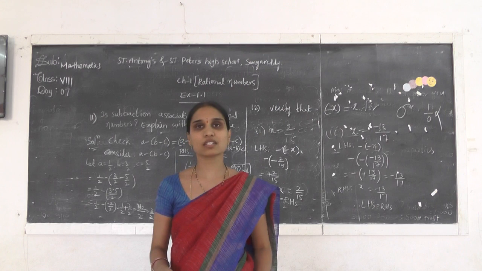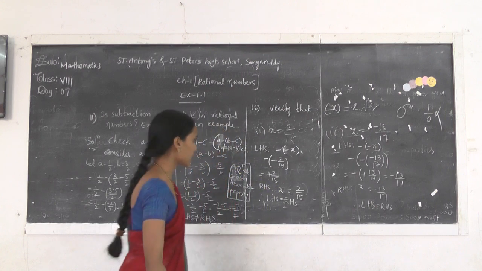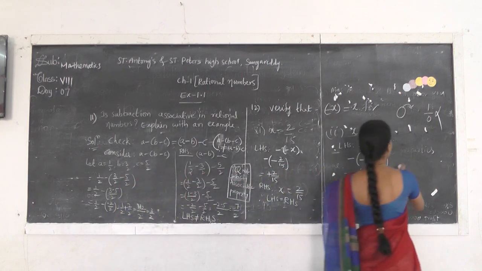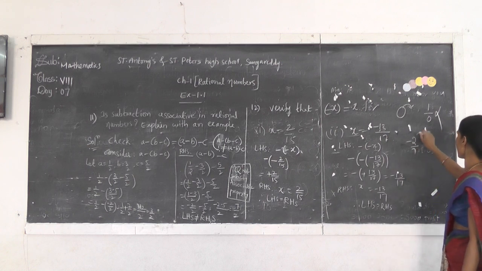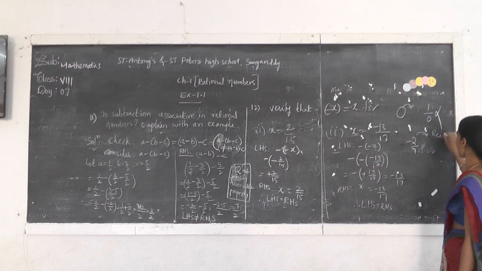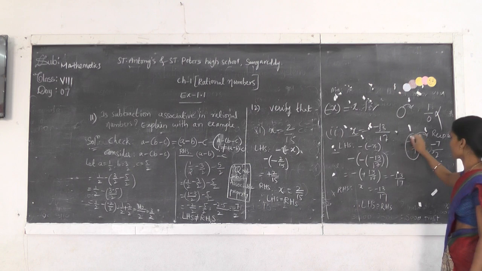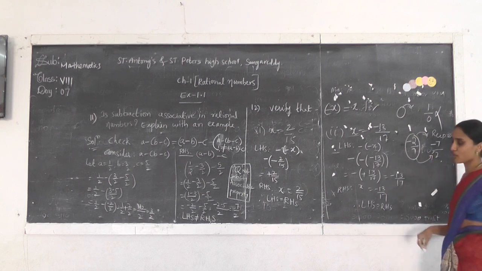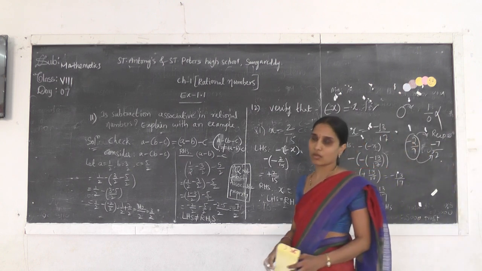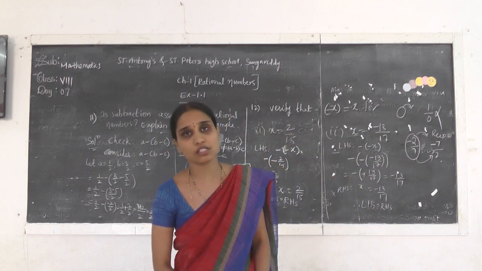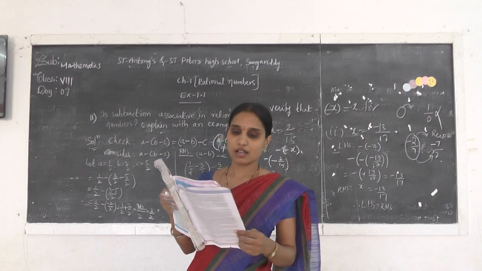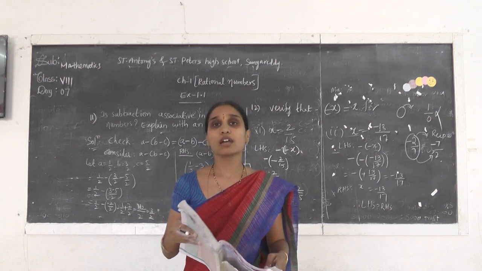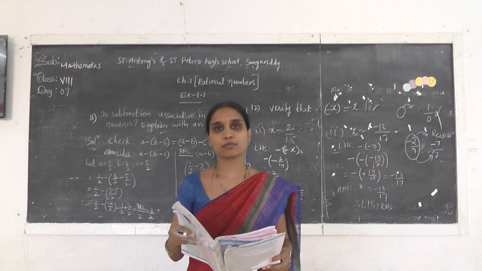Next, the reciprocal of a negative rational number, whether it is positive or negative. Now see, what is the reciprocal? Take minus 2 by 7. The reciprocal of minus 2 by 7 is minus 7 by 2. If you observe, this is also a negative number. The reciprocal of a negative number is also a negative rational number only. So like this we will complete exercise 1.1. If you have any doubts, I will explain later.